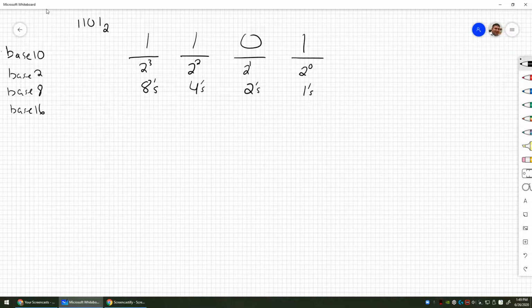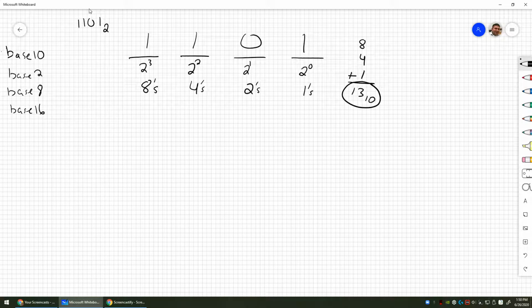I'm going to show you how we convert this to tens, to a base 10 decimal. What we say is we have 1 eight. I'm going to write that over here. We have 1 four. We have no 2's, but we have 1 one. 8 plus 4 is 12, plus 1 is 13. That is 13 base 10. What we just did is we converted 1101 base 2, binary, to base 10 very easily.